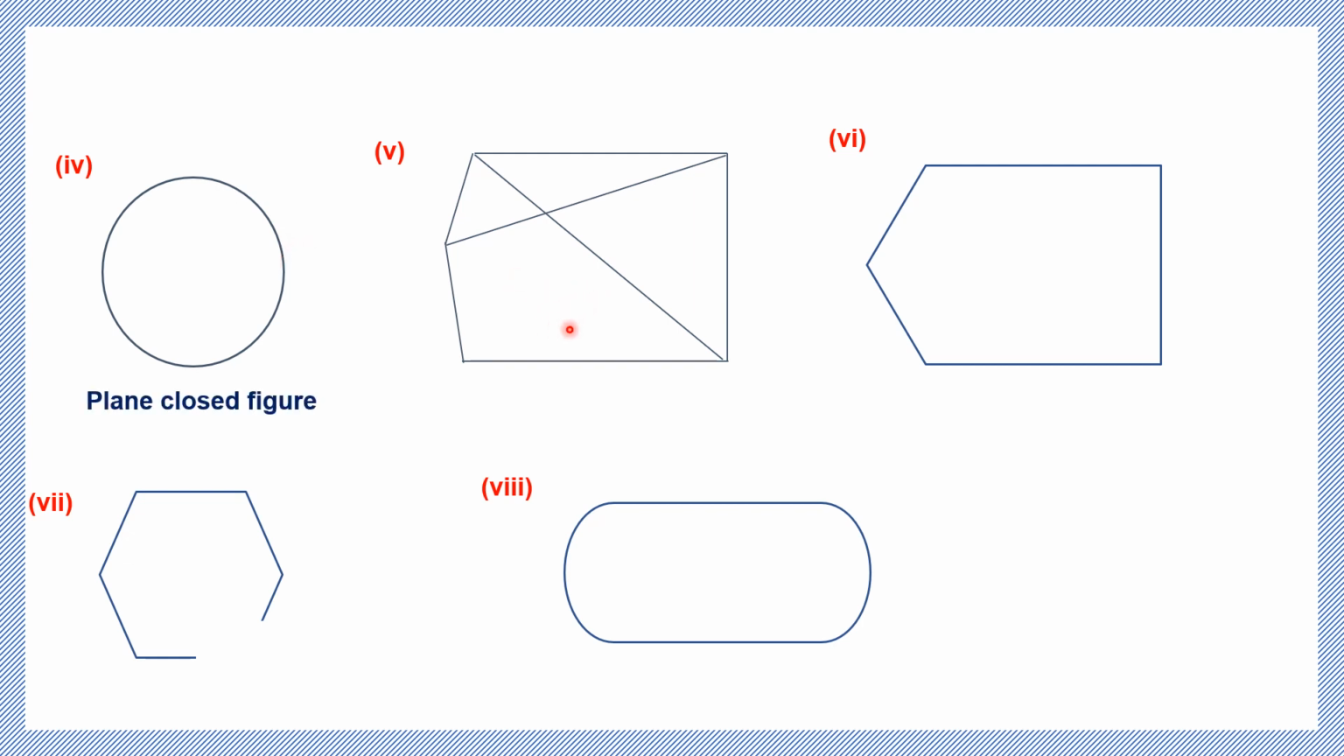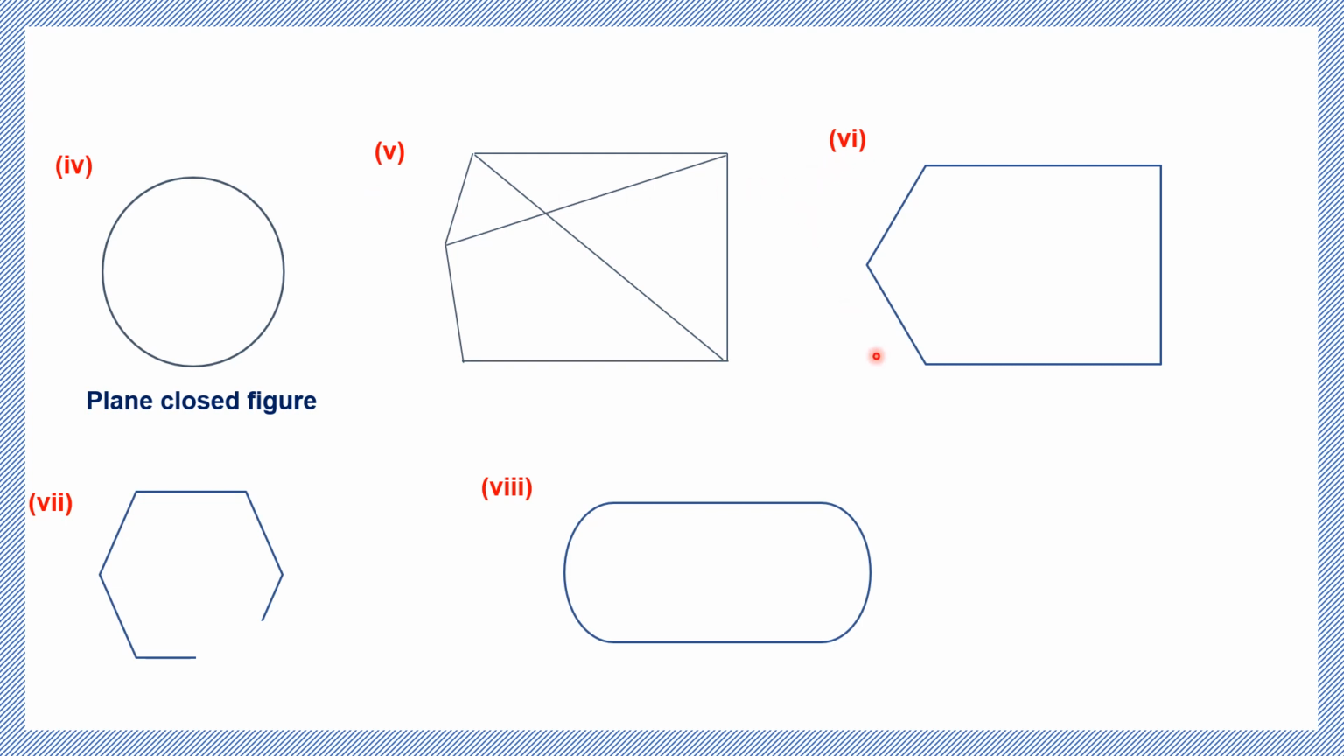Now look at this figure. This is closed on all sides, but you cannot call this a plane closed figure. And what is the reason? Can you see there are lines inside intersecting? That means this is not going continuously, isn't it? The lines or the curves should move continuously and they should not intersect each other. Here you can see that they have intersected each other. So this figure, the fifth one, cannot be called a plane closed figure.